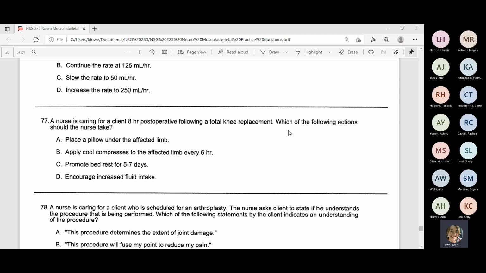What we're worried about as well after any type of a joint replacement is blood loss, because they can lose quite a bit of blood. It's kind of a bloody surgery. So this one is thinking about keeping them hydrated. So encouraging increased fluid intake to prevent dehydration, and also to prevent a DVT from the blood getting too thick.